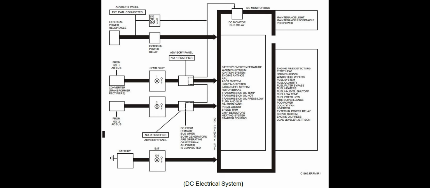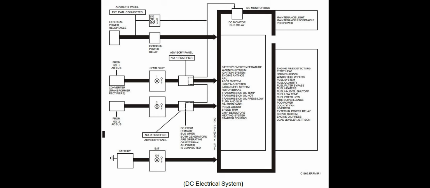Each transformer rectifier is controlled by a switch located on the center console and protected by a circuit breaker marked number 1 converter and number 2 converter, respectively, located on the overhead circuit breaker panel. The transformer rectifiers are connected directly to the DC system whenever they are energized by AC power, and the rectifier switches are in the norm position.